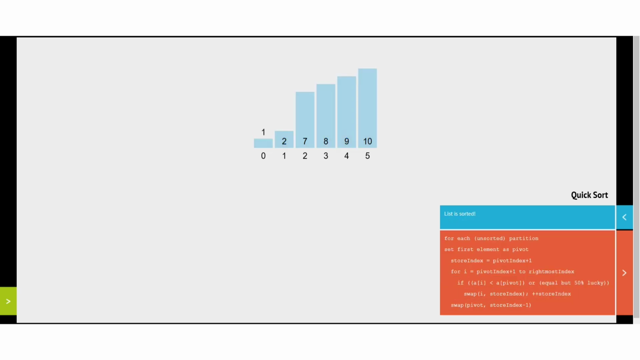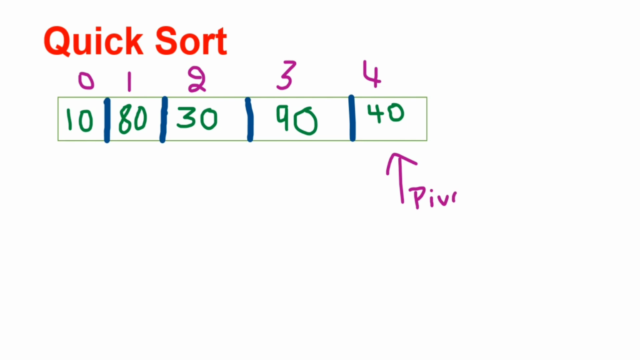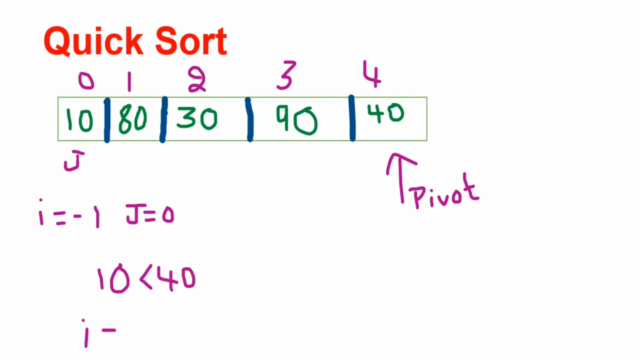Hope you guys understood. We pick 40 as the pivot element and initialize i equal to -1 to mark the boundary of the elements smaller than the pivot. Next, I compare j with the pivot. First, I compare j with the pivot element. 10 is less than the pivot. The pivot element is 40, right? 10 is less than the pivot. Yes, so we need to increment i.